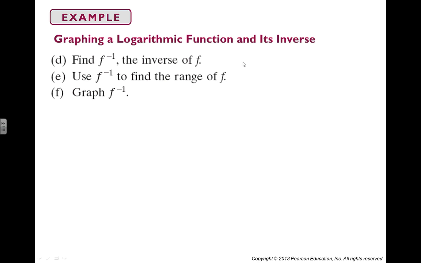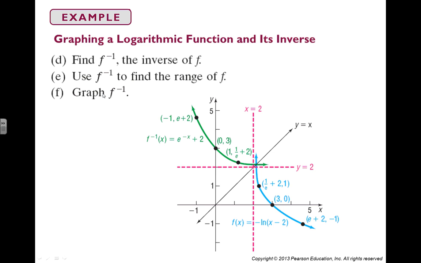Graphing a logarithmic function and its inverse. Find the inverse of f. Use the inverse to find the range and graph the inverse. So if we have f of x equals negative natural log of x minus 2, the inverse is e to the negative x plus 2, so we do the opposite of our functions.